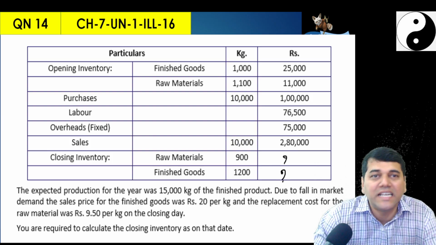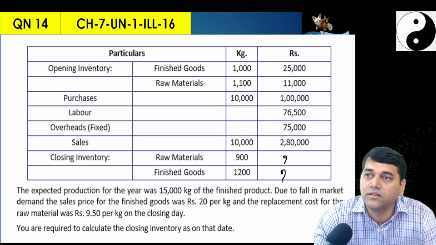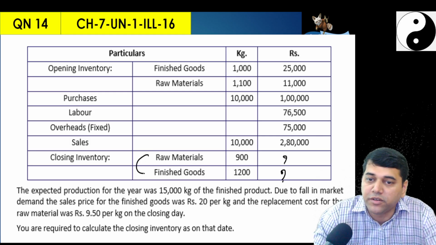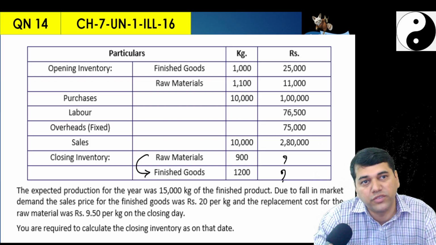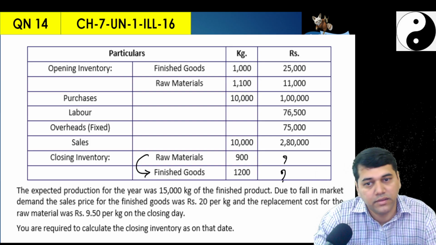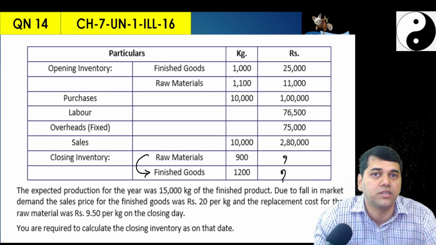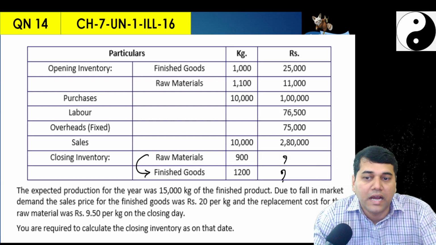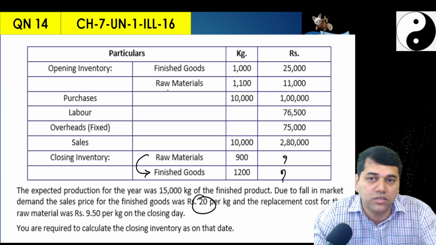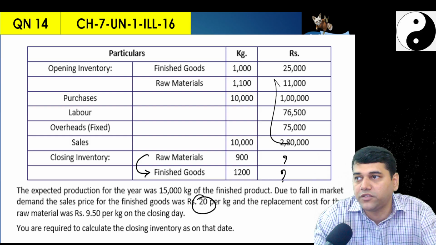Is there any interdependency there? Yes. What interdependency? The value of raw material depends upon the value of finished goods. If you value the finished goods at cost, that means NRV is very high. Then raw material also you will value at cost. Otherwise, you have to value at the replacement cost. And to value the finished goods, I know one leg. What is my cost? These are all my cost. Which method is followed? FIFO method is followed.